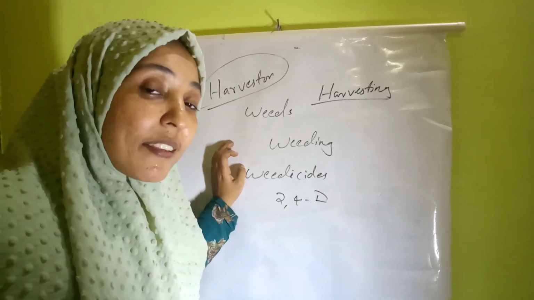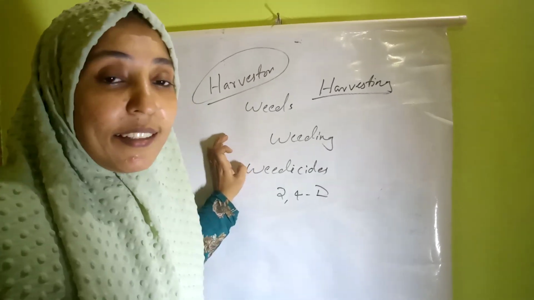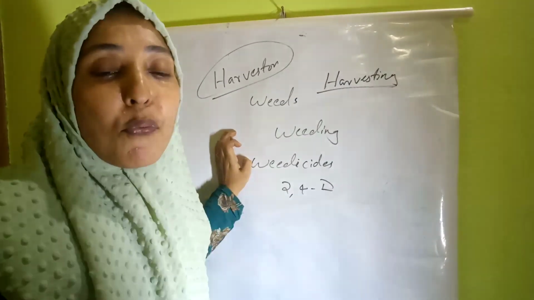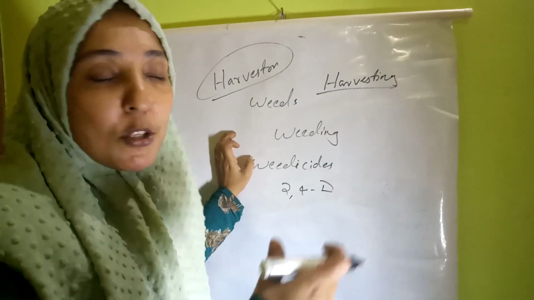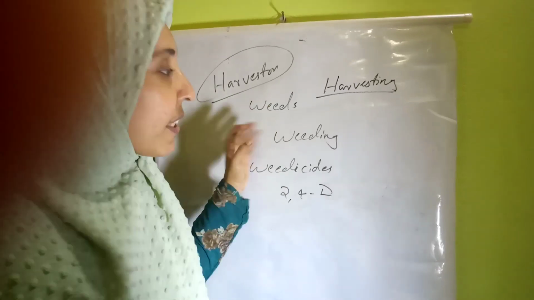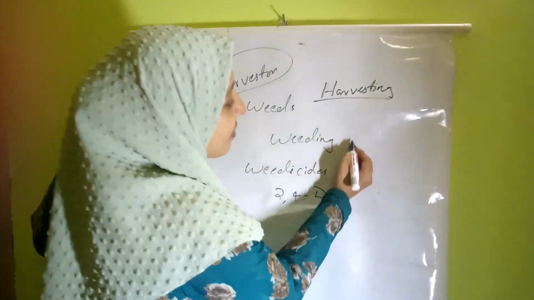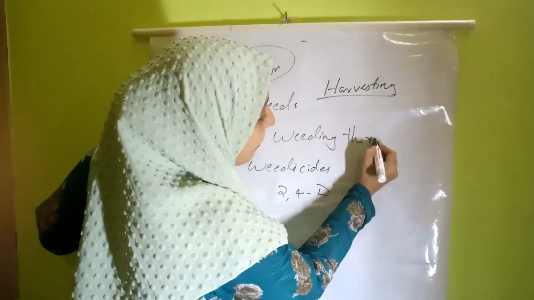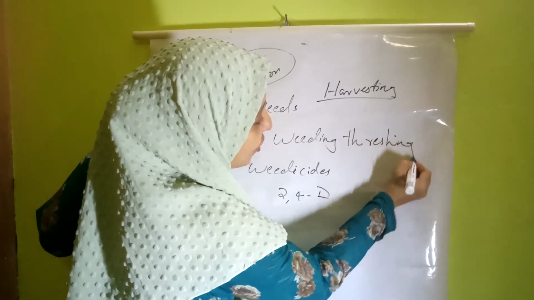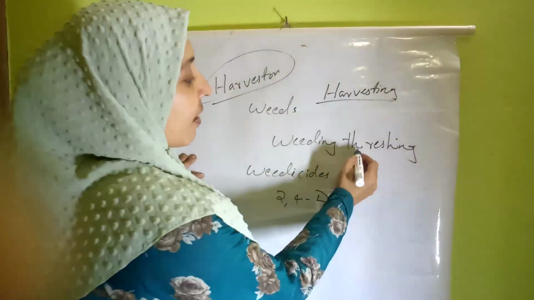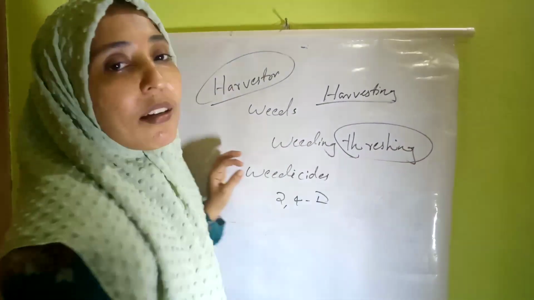After harvesting, what is the next step that we studied in the 6th standard? What is it? The separation of grains from the chaff or from the stalk of plants. We have to separate all the grains. The separation process is called threshing. After harvesting, the next step is threshing. That is the separation of grains from the chaff.